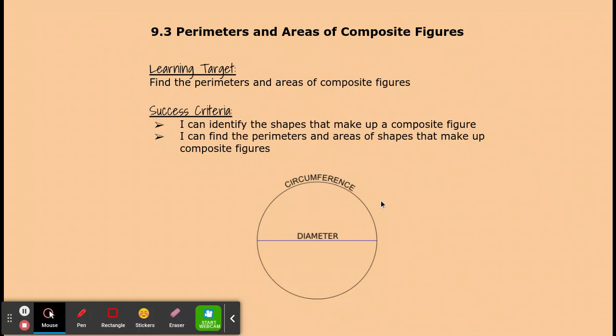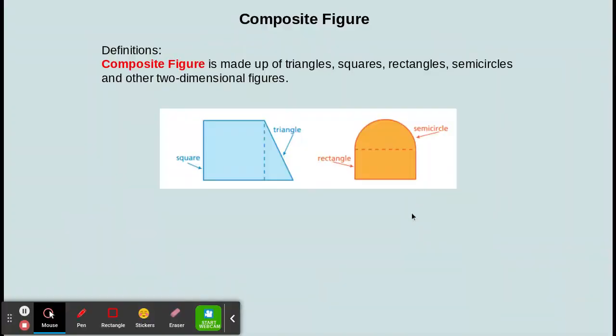9.3 Perimeters and areas of composite figures. A composite figure is made up of triangles, squares, rectangles, semicircles, and other two-dimensional figures as shown below. So here we have a square and a triangle. Here we have a rectangle and a semicircle.